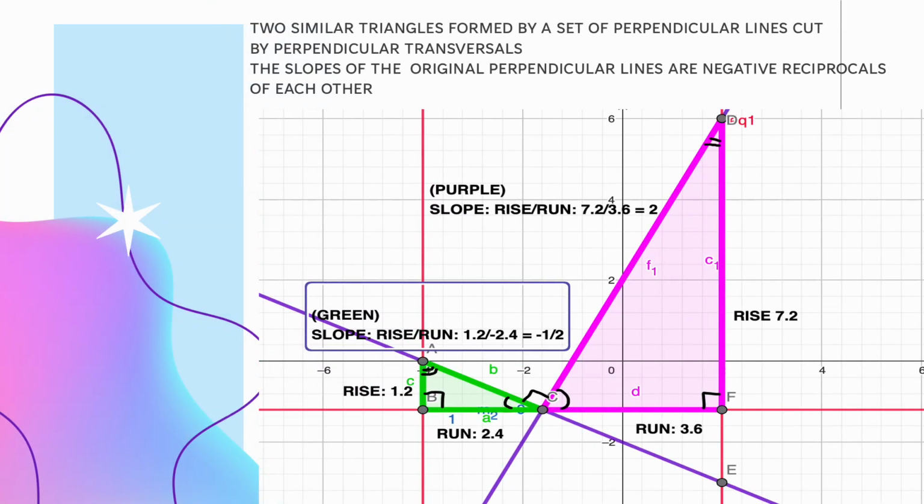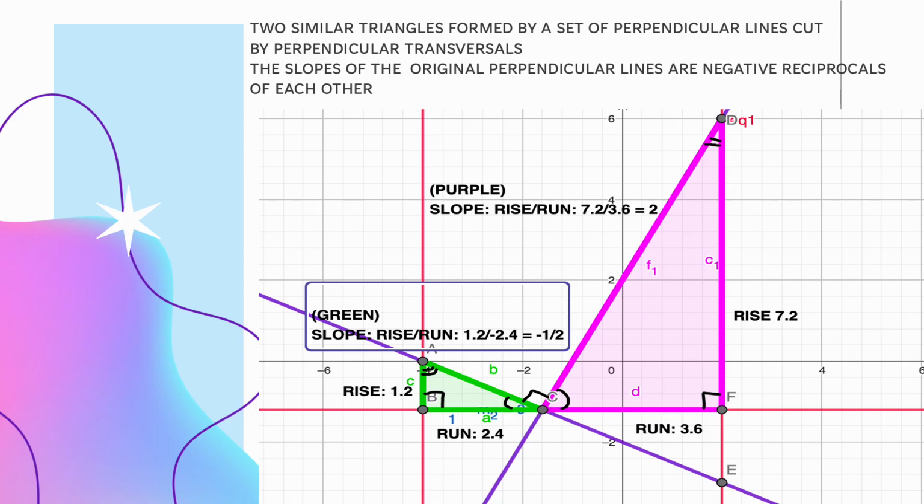So using the drawing program, two similar triangles are formed by a set of perpendicular lines cut by perpendicular transversals. You will see you have a set of perpendicular lines that are drawn in purple, and then they are cut by the red lines, which are horizontal and vertical transversals. At this point, you will see that you end up with two similar triangles, and similar triangles have proportional sides but also have the same angles.